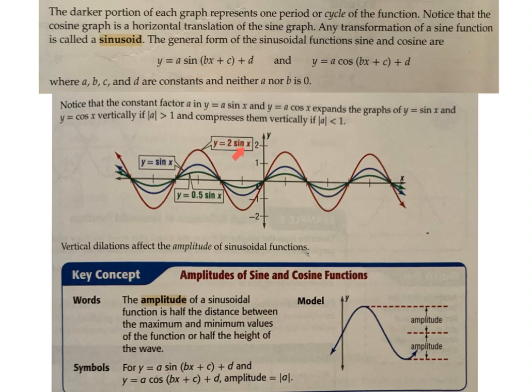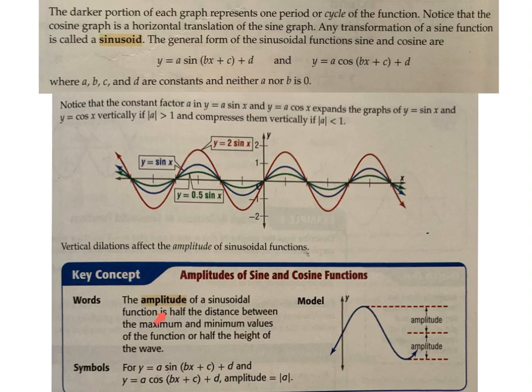All right, let's look at the red one. The red one here is 2 sine of x. That one goes up to 2 and down to negative 2. It still crosses the zeros at the same exact point. The only thing that changed is how far it went up and down. So when they multiplied by 2, it just created this higher peak and lower valley. Look at the green function. They multiplied by 1/2. It went up to 1/2 and down to negative 1/2.